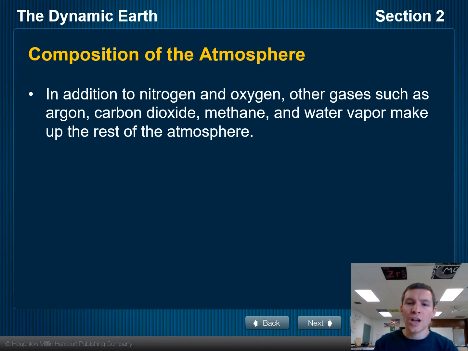In addition to nitrogen and oxygen, there are other gases such as argon, which is a trace element because it's not that abundant, carbon dioxide, which we've mentioned already, and methane. Methane can come from belching or farting. There's a big deal about all the farting the cows are doing and the methane coming from them, so vegetarians are like, hey, quit making so much meat and so much methane. And like I mentioned earlier, water vapor makes up the rest of the atmosphere.